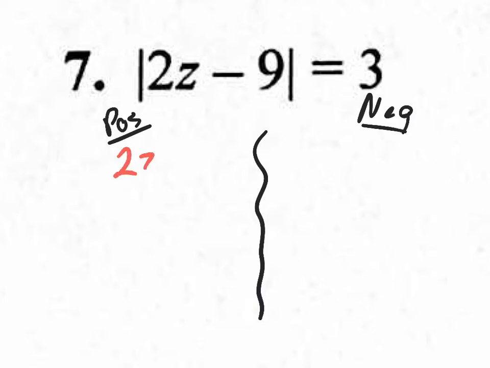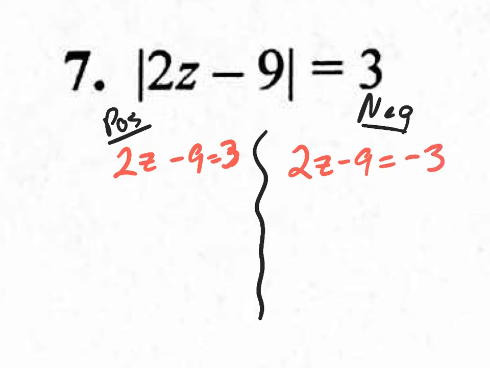So we have 2z minus 9 equals 3. And the negative situation, same exact thing, 2z minus 9, but instead of 3, what do I put? The negative 3. Again, guys, you have to do this on your own tomorrow, right? So pay attention right now, follow along right now, practice right now.